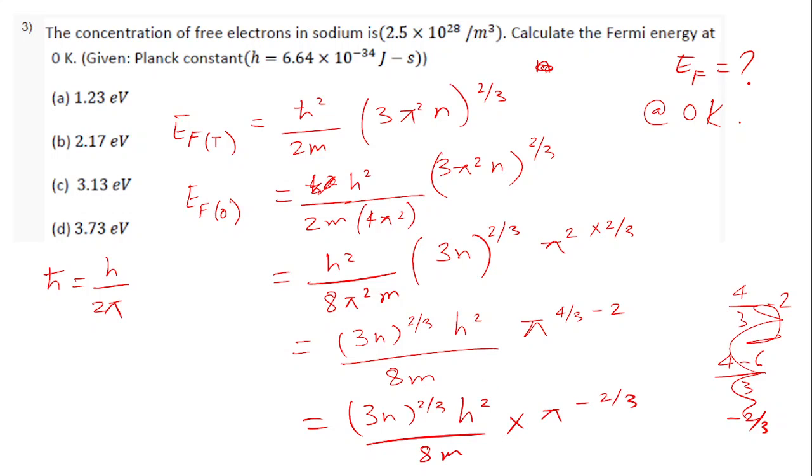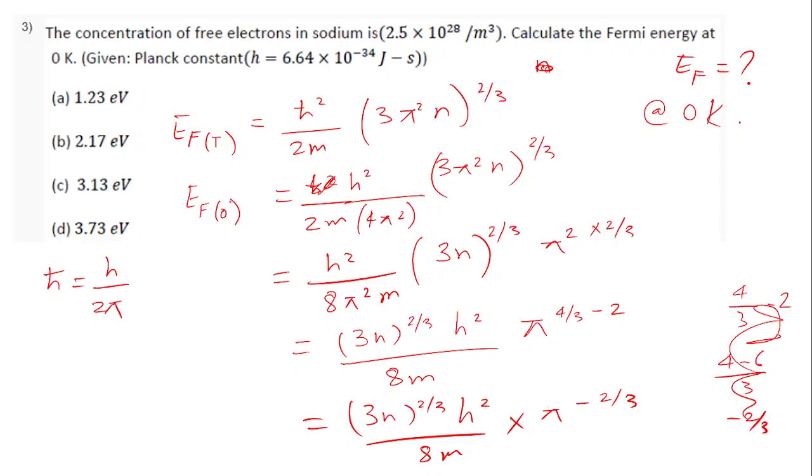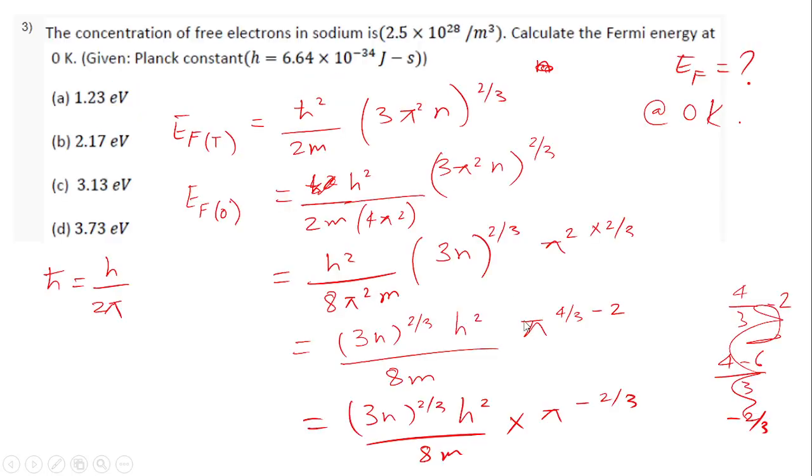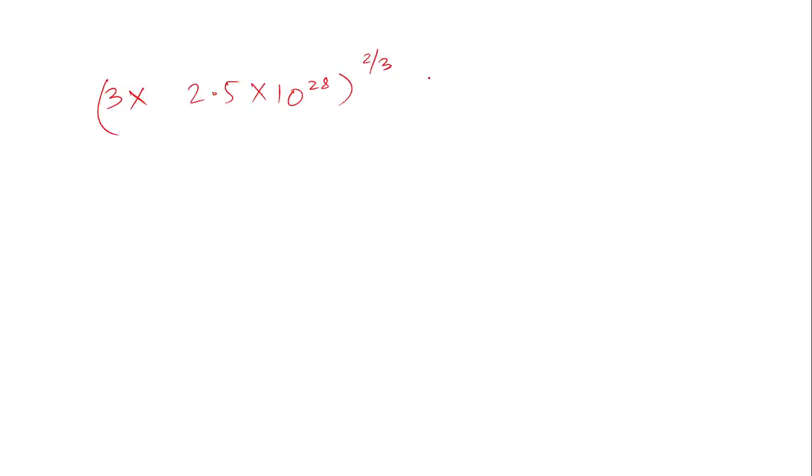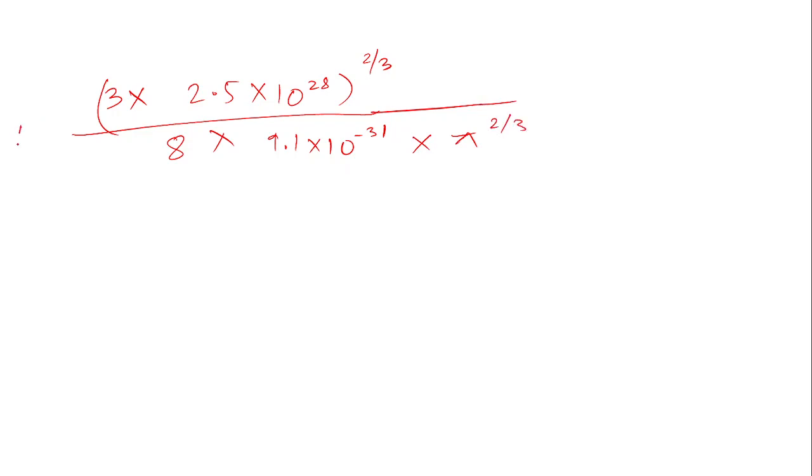Further, when I put the values, it will be 3 times n. n is 2.5 times 10 to the power 28. This whole to the power 2 by 3. And then pi to the power minus 2 by 3 means actually 8. And mass of electron we know, 9.1 times 10 to the power minus 31. And then we have pi to the power minus 2 by 3, which I can write in the denominator as pi to the power 2 by 3. This is the Fermi energy at 0 Kelvin.